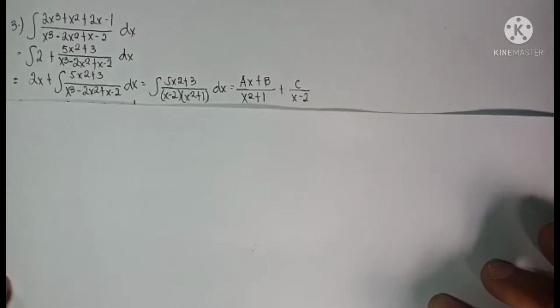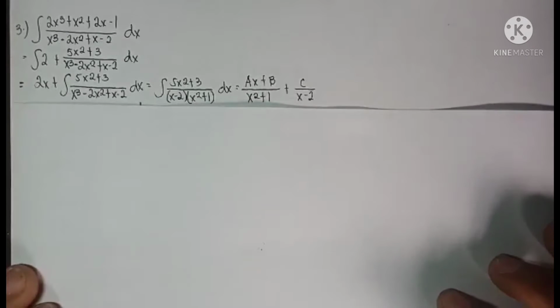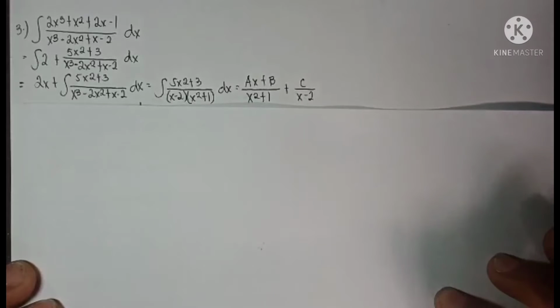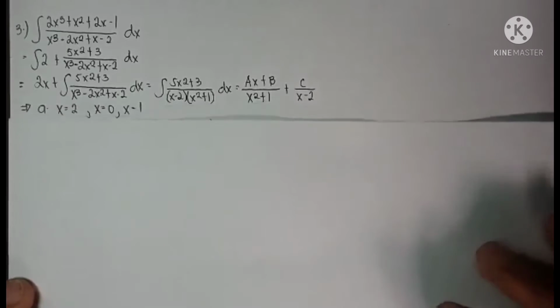So, ilalabas lang natin yung 2x. So, bali magiging 2x plus integral of 5x squared plus 3 all over x cubed minus 2x squared plus x minus 2 dx is equal to the integral of 5x squared plus 3 all over, finactor out lang natin, x minus 2 times x squared plus 1 dx is equal to ax plus b all over x squared plus 1 plus c all over x minus 2.